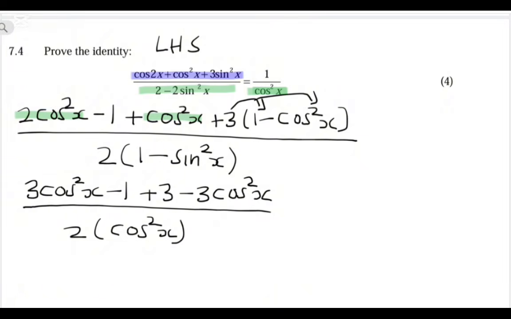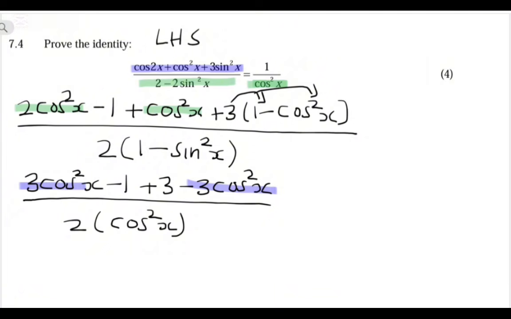You can see right now that we are getting closer to this cos squared as soon as possible. And if you also pay close attention here, these and these are the like terms that are going to cancel each other out. So at the top, we're going to be left with what? We're going to be left with negative 1 plus 3 divided by 2 cos squared x, perfect.